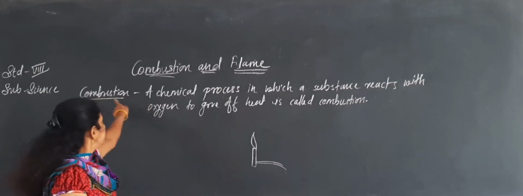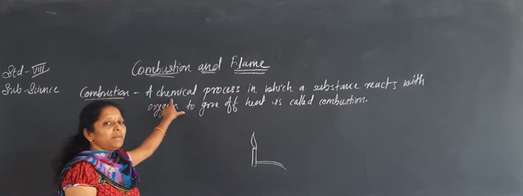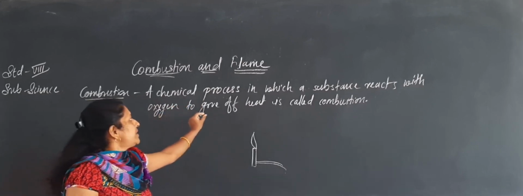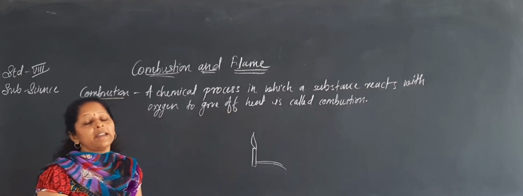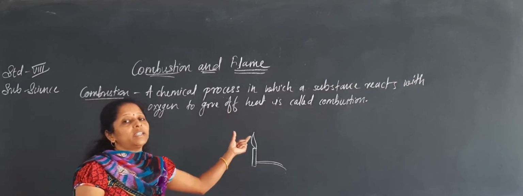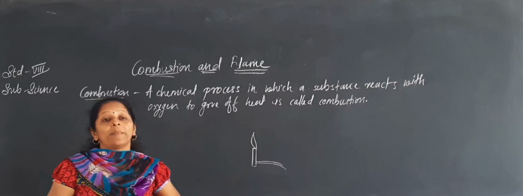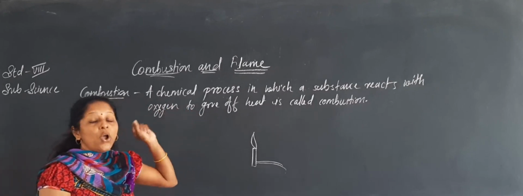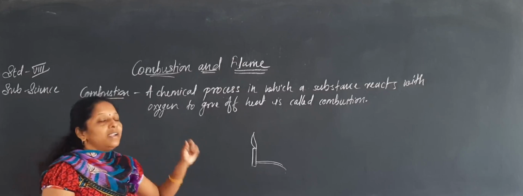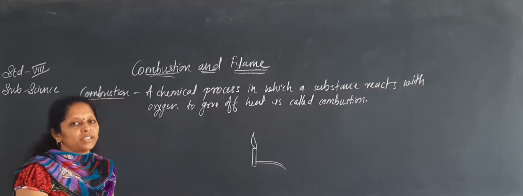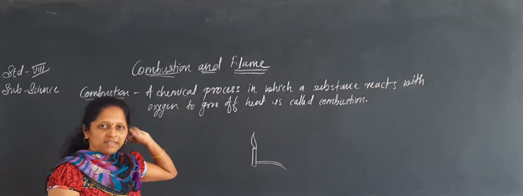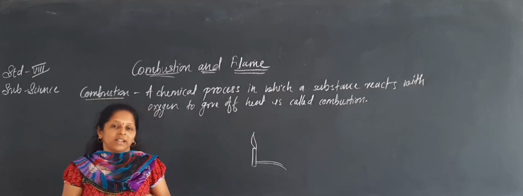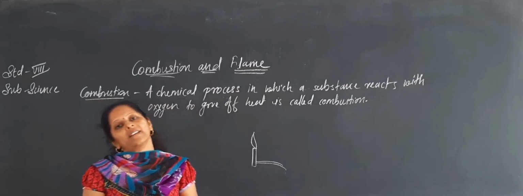So what is combustion? It is a chemical process in which a substance reacts with oxygen to give off heat. Whenever a substance reacts with oxygen and gives off heat, that is called combustion. Combustion is a chemical process because from one substance there is a formation of another. Whenever a new substance is formed, that is a chemical change.